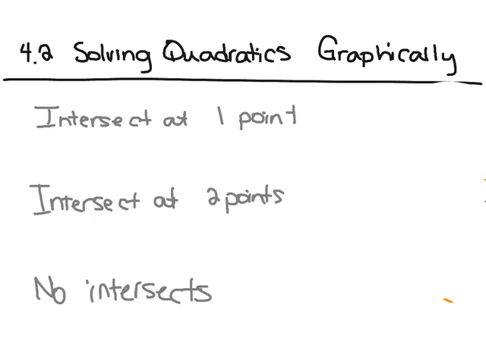So our discriminant helps us determine things. If it'll intersect at one point, we know that our discriminant is equal to 0. When it's at 2 points, we know it's greater than 0, and it's less than 0 if it has no intersection points. So it's the same as the number of roots.